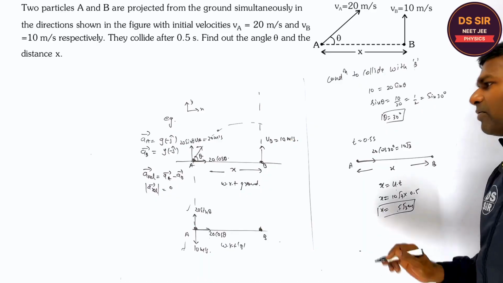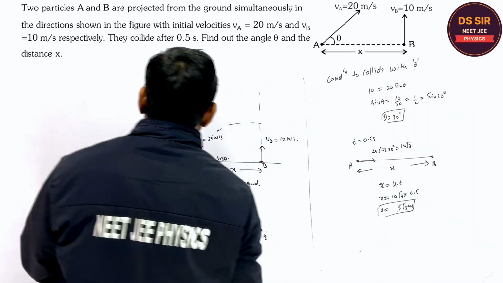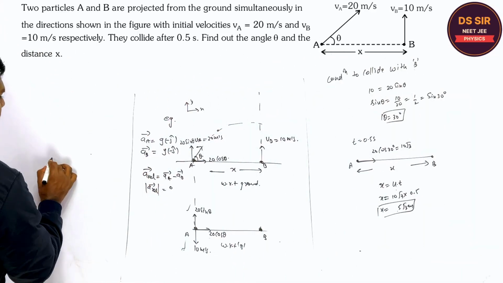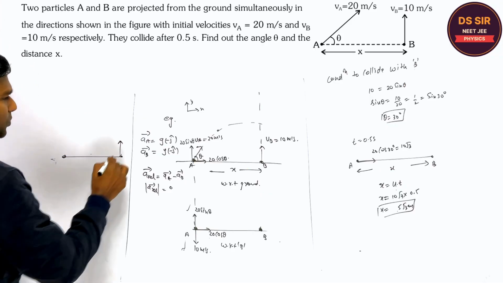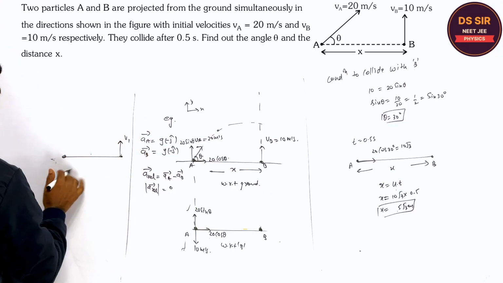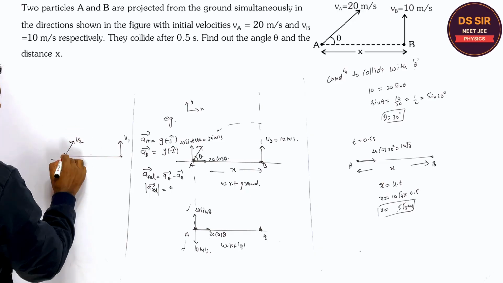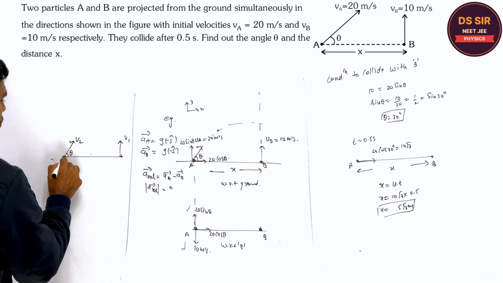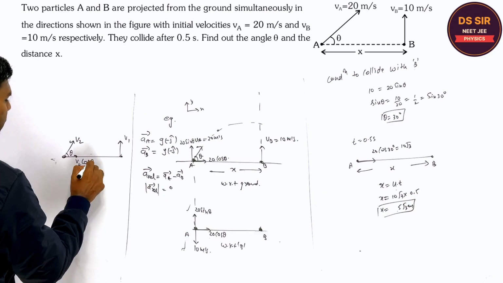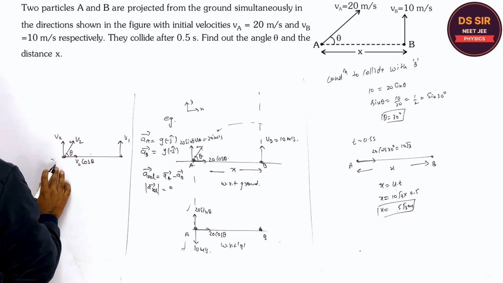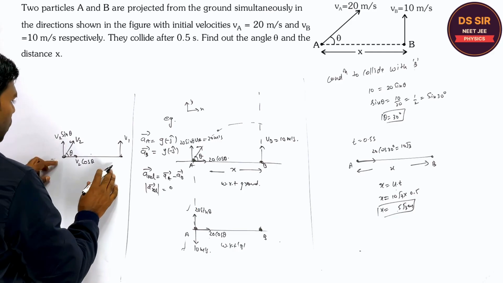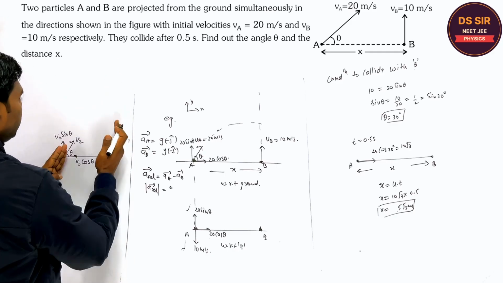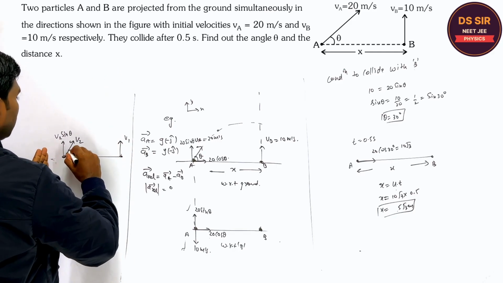Another way, look at the figure. If there are two particles, one moving with V1, the other moving with V2, and theta is the angle, then this is V2 cos theta and this is V2 sin theta. Is it clear or not? You tell. So when it is moving in this way, after some time, what will happen?